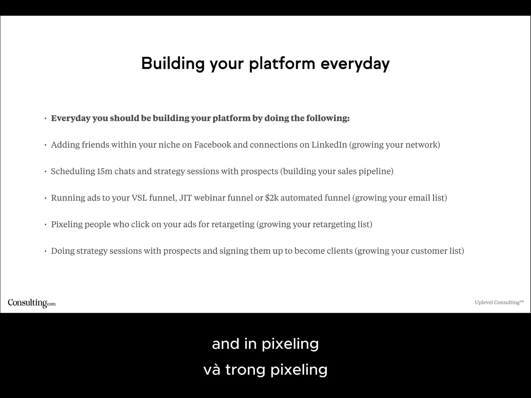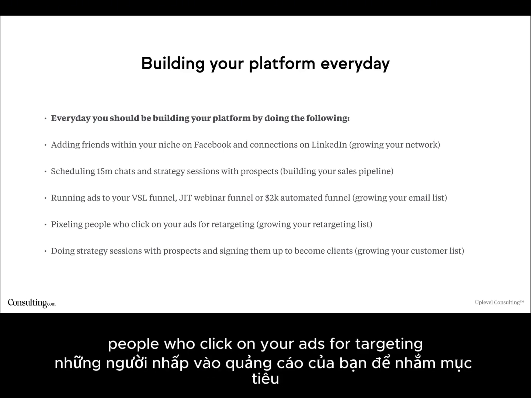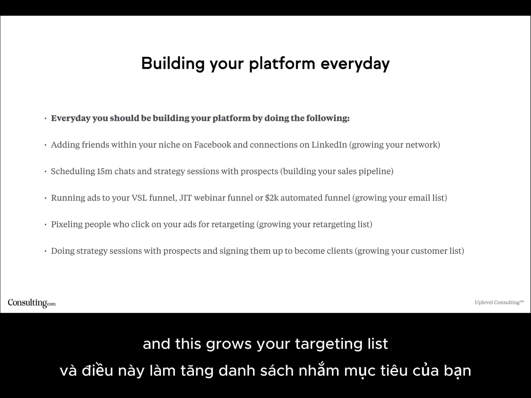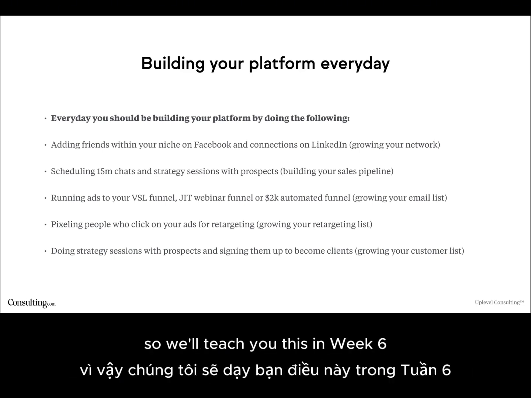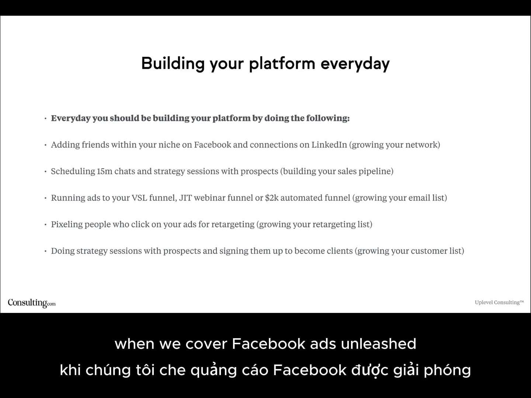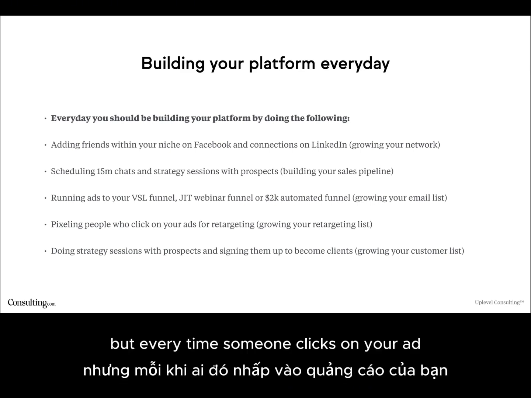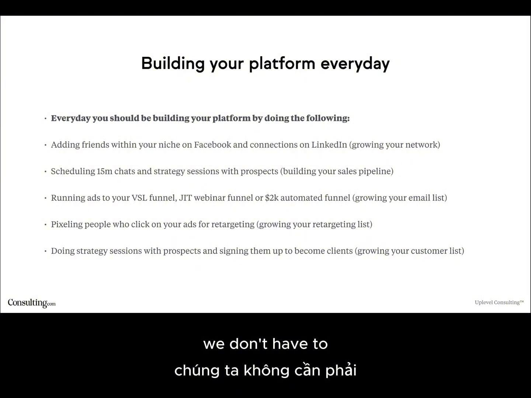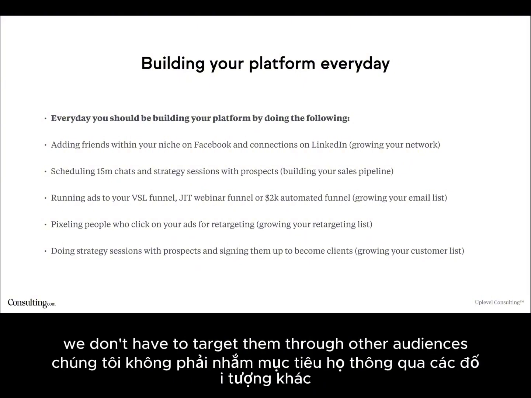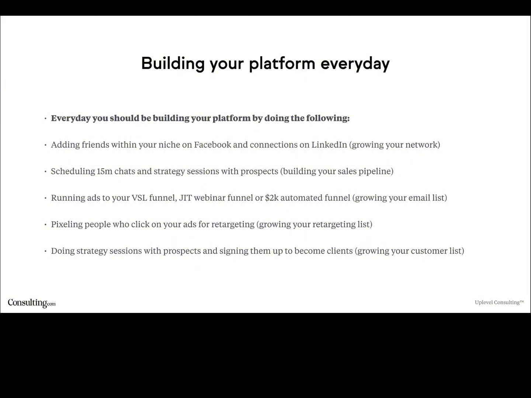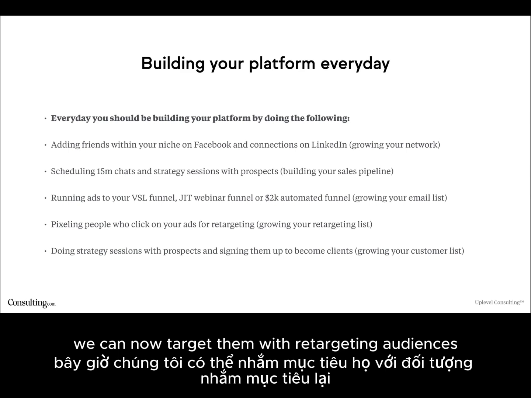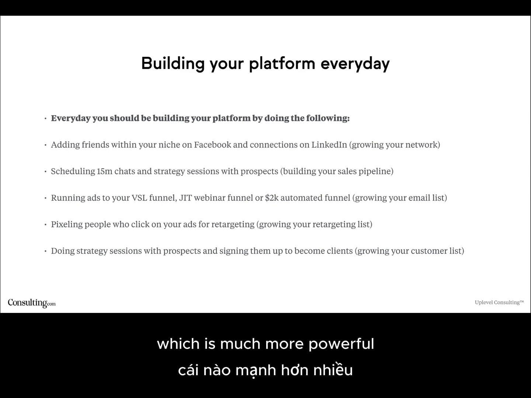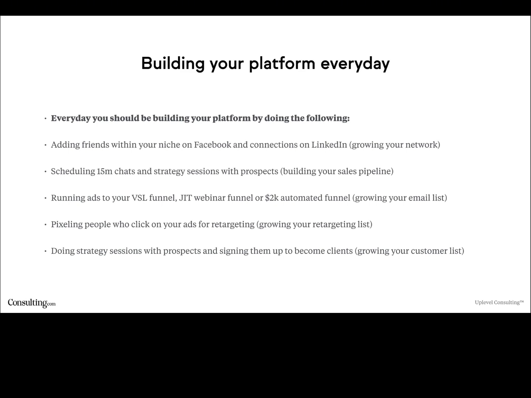And then pixeling people who click on your ads for retargeting. And this grows your retargeting list. So we'll teach you this in week 6 when we cover Facebook ads unleashed. But every time someone clicks on your ad, we pixel them. And now that they're pixeled, we don't have to target them through other audiences. We can now target them with retargeting audiences, which is much more powerful, much cheaper, much more effective.